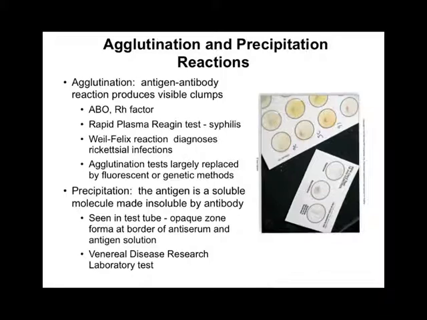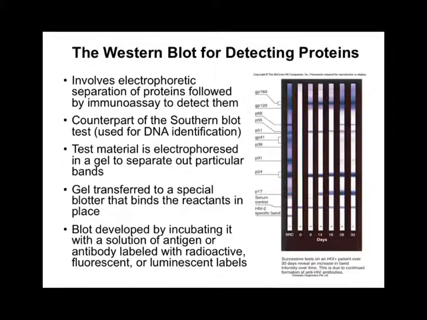One classic example of a precipitation test is the venereal disease research laboratory test. Another technique is the Western blot. It's used for detecting proteins and is a close relative of the Southern blot, which is used for DNA identification. The general idea, though, is that we pass a current across a gel.